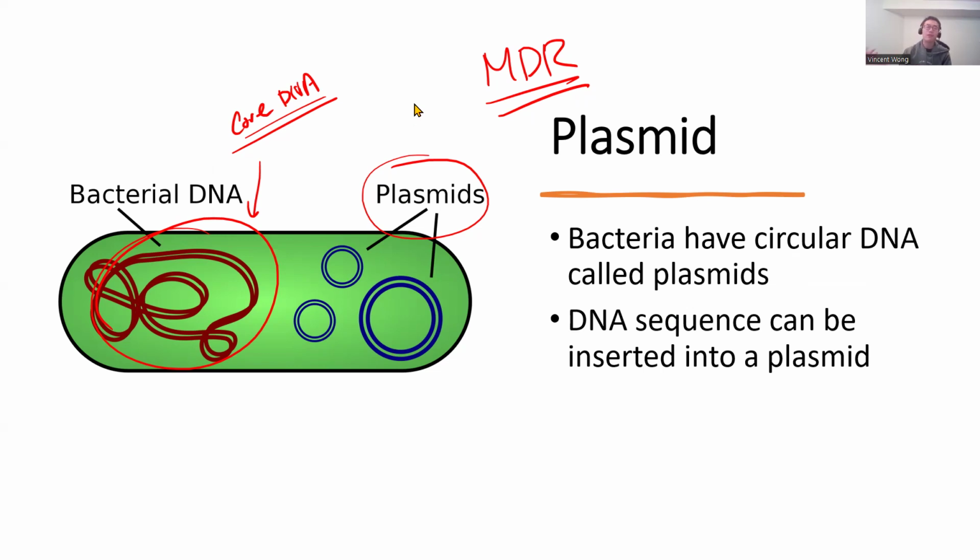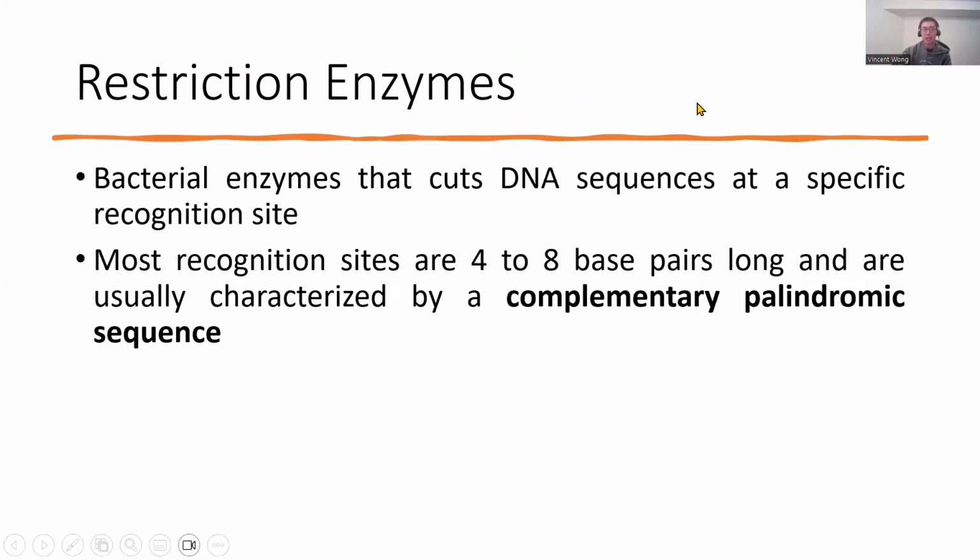But how do we do that? How do we feed the plasmid to the bacteria? How do we even put the gene into the plasmid? Well, to understand that, we have to learn something called restriction enzymes. Restriction enzymes are enzymes that bacteria make, and their job is to cut DNA sequences.